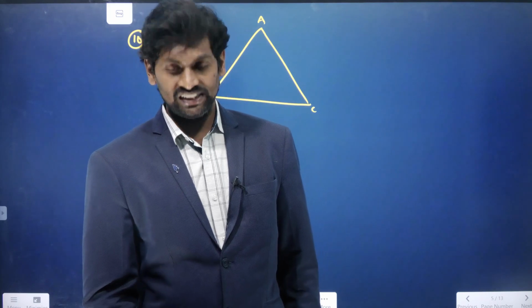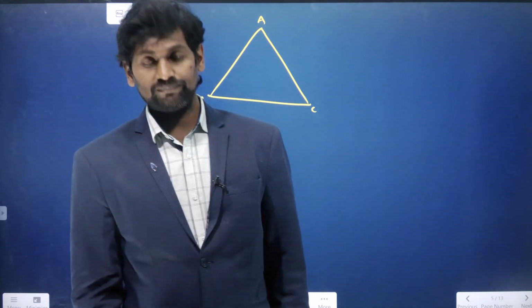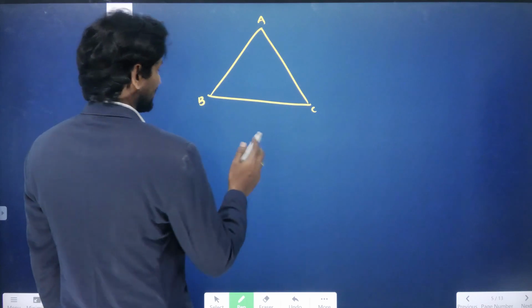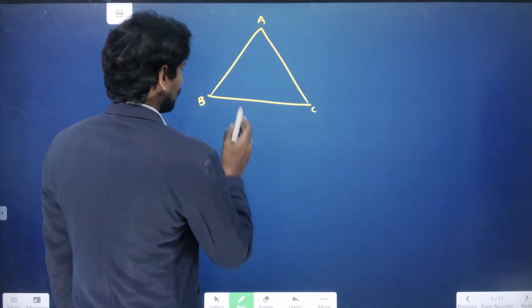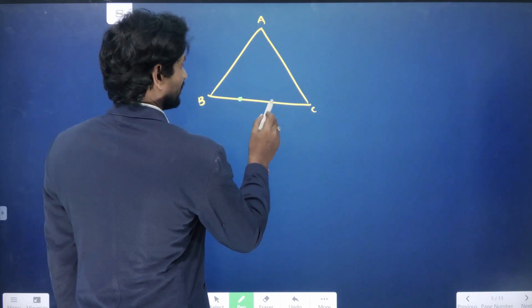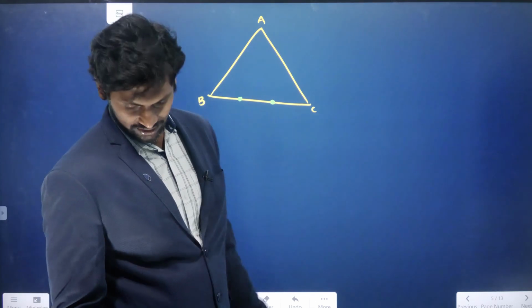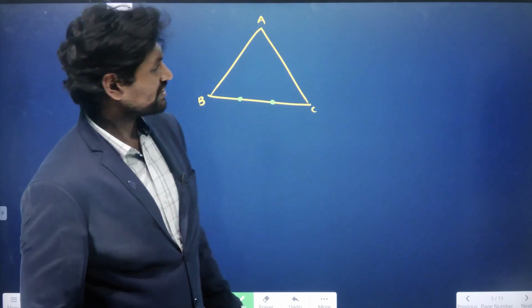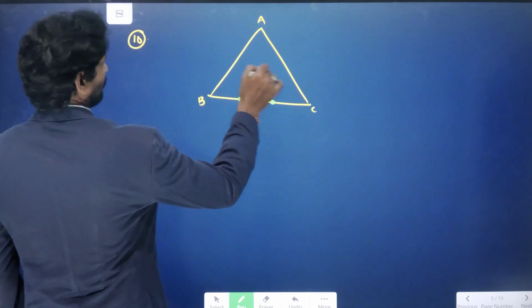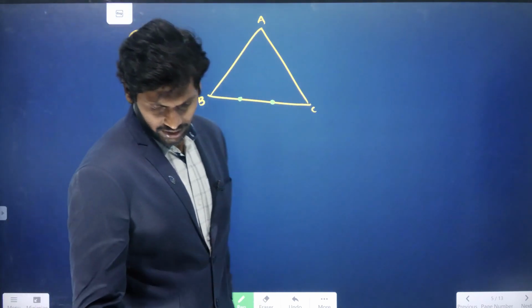The side BC is trisected at D. Trisect means dividing into 3 equal parts. Bisect means dividing into 2 equal parts. So let us take D. We can take D here or here. Then we need to find the AD square and AB square values.